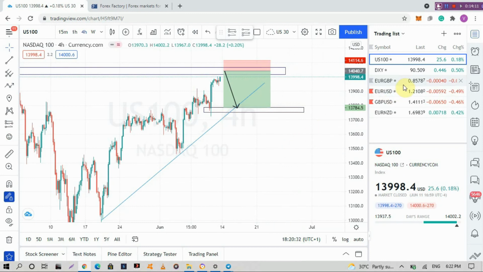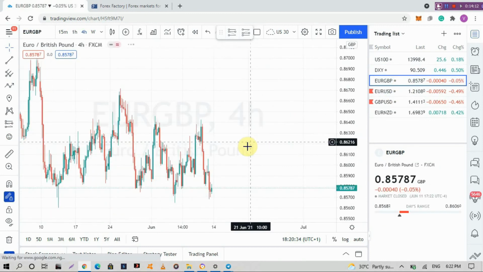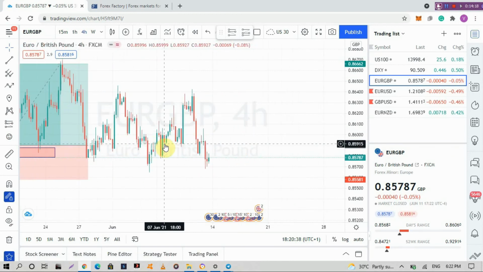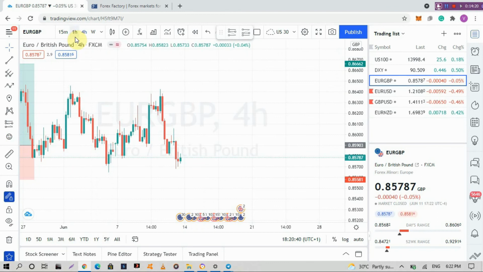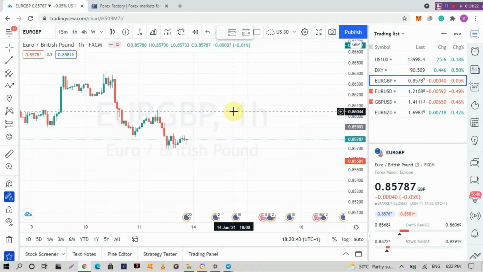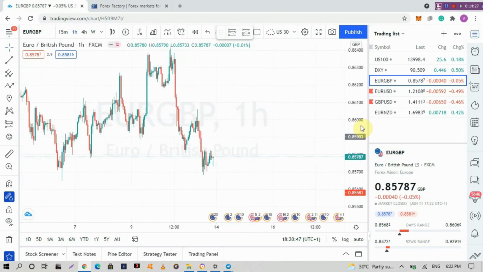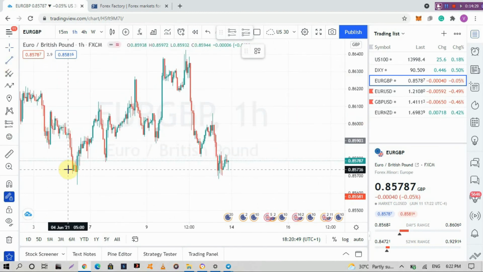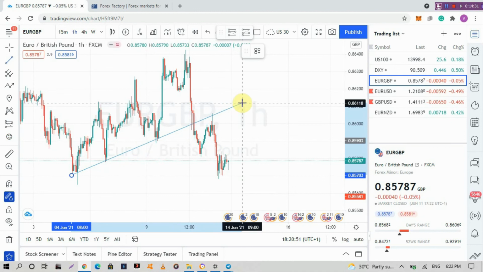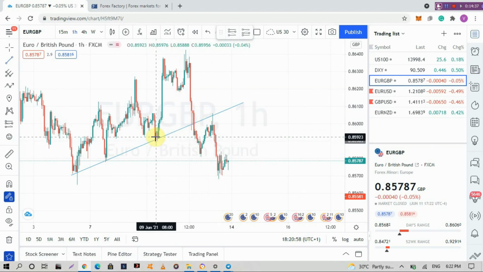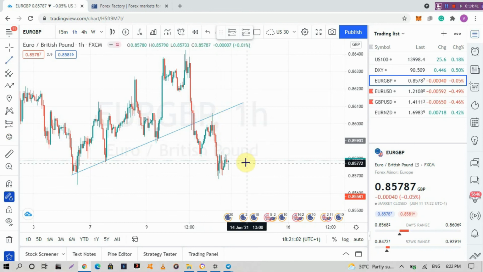So I can quickly rush into EURGBP. This is a nice setup which I saw recently on EURGBP. Scrolling down to the 1 hour time frame, I can see that EURGBP just made a break and retest of this trend line. And we can see a downtrend. It has broken structure because this high has been taken out by this. So you can see a possible downtrend has started.